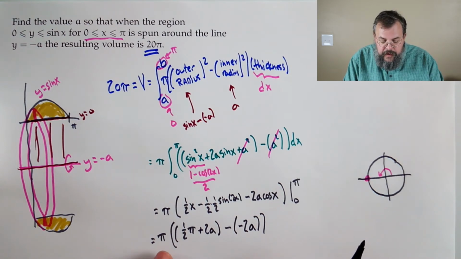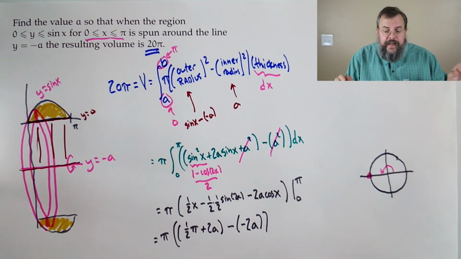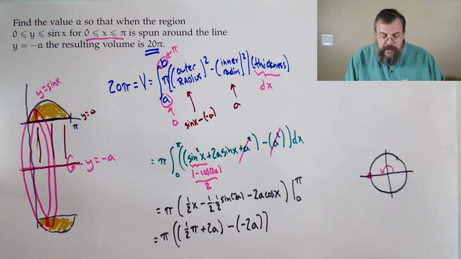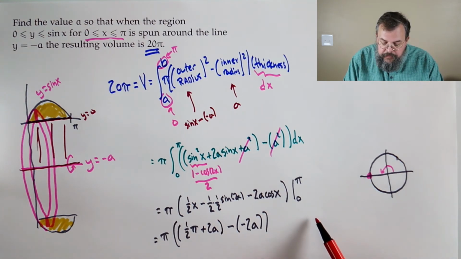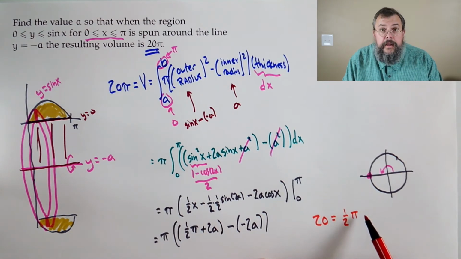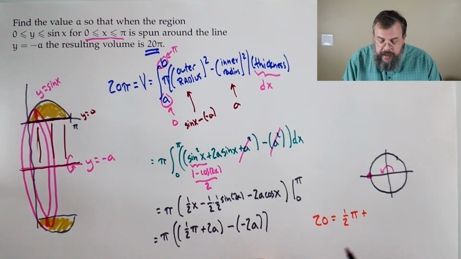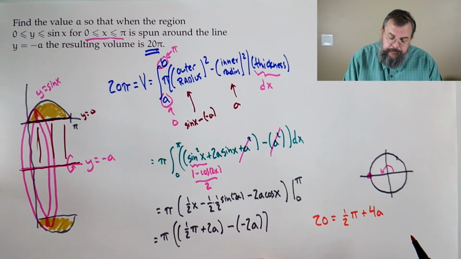So what can we do? Well, there's a pi here and a pi there. So let's divide out to cancel. And if we do that, we come to the conclusion that what? Well, we have that 2a is equal to 1/2 pi and then plus 4a, because 2a plus 2a is 4a.